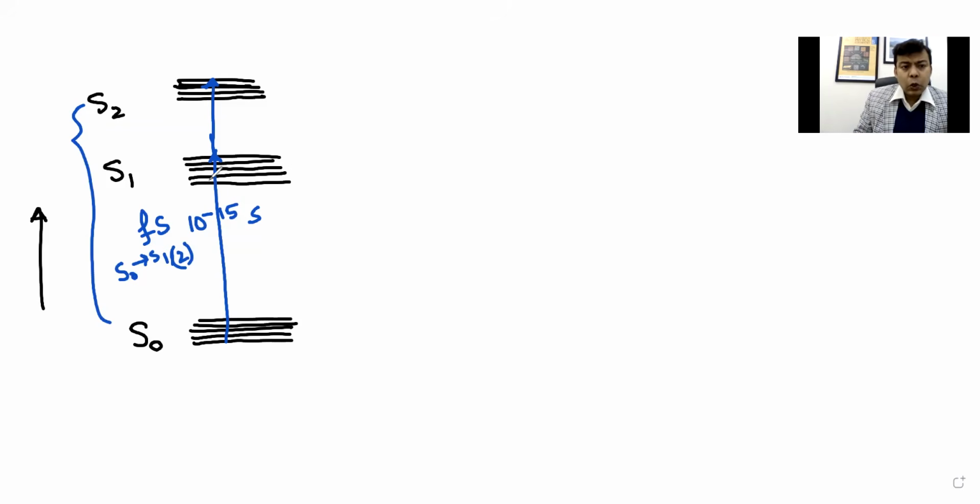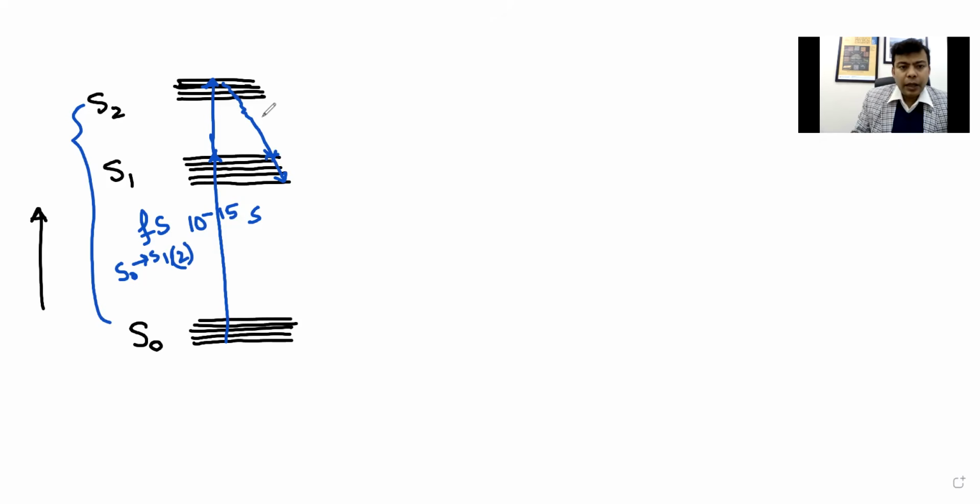And of course, if it goes to a higher electronic excited state like S2, then there are other relaxation mechanisms by which it comes to the first excited state. Fluorescence always occurs from the first excited state, which is S1. The reason is that there are two or three excited state processes that one will worry about.